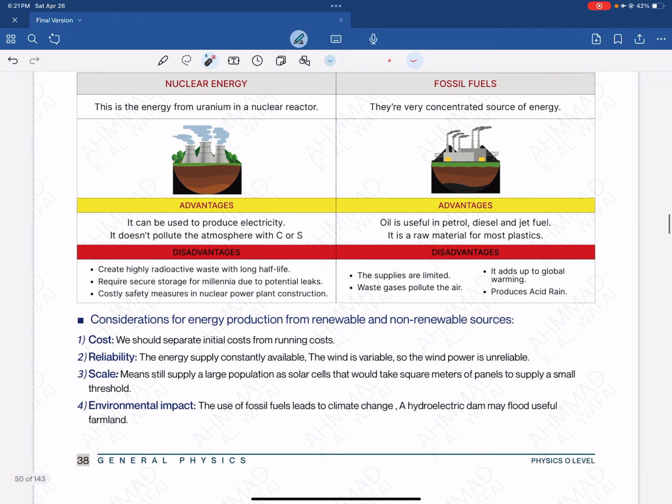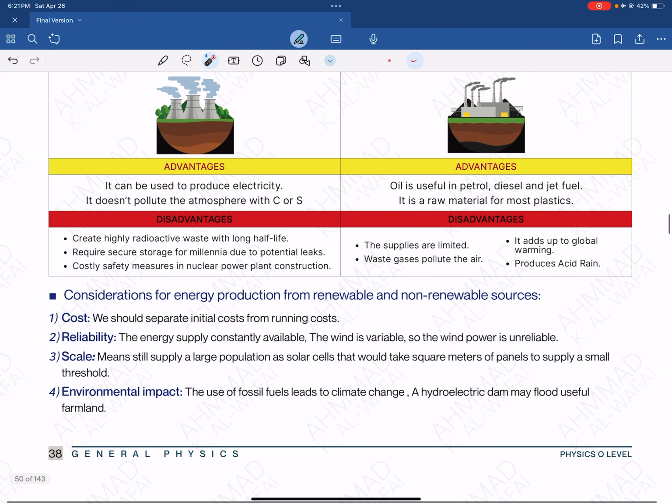Okay? You should look at this idea of consideration. Any of these energies, you always look at the cost, reliability, scale, or the environmental impact. Keep that in mind. Study these well and memorize it.